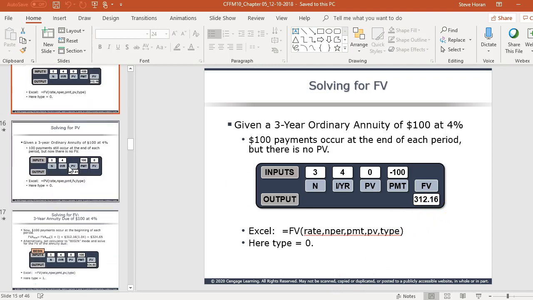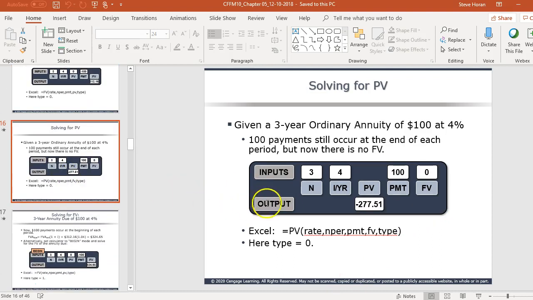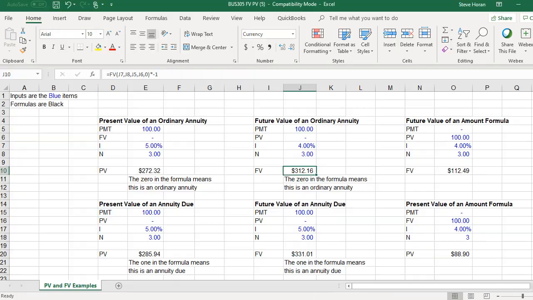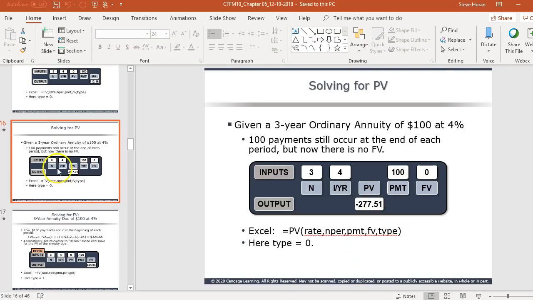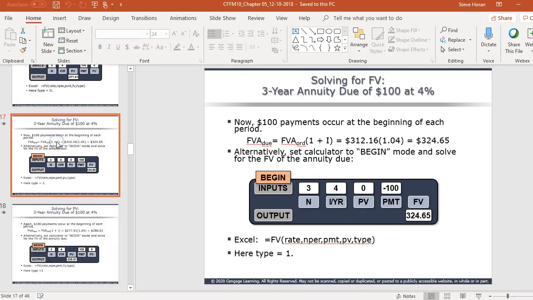Okay, and do the same thing on the present value side. So let's take the same amounts and bring them down to present value. So present value of an ordinary annuity is right here. So $100 payment, 4%, 3 years, and again it's ordinary because the 0 is right there. So I get the same answer, 277.51, that I had right here. And now we'll get to the annuity due.